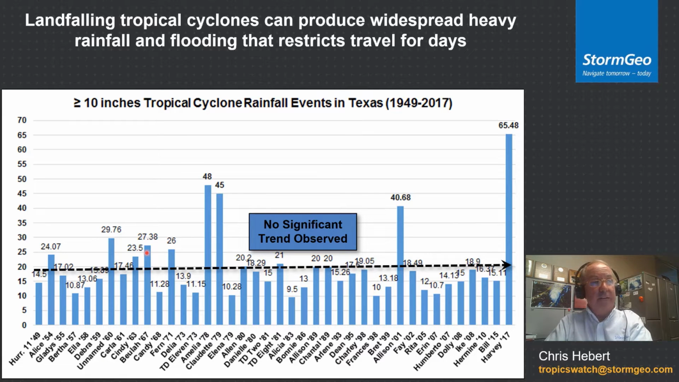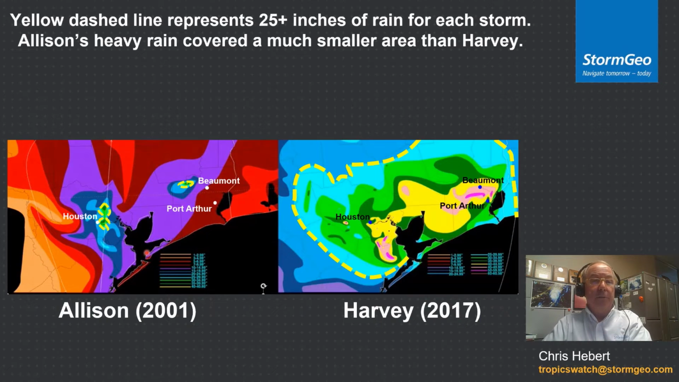Harvey's rainfall was over a 5-day period. We can compare the 2 rainfall events here. Harvey on the right, the yellow dashed line is the 25 plus rainfall amounts at Harvey. The yellow dashed line for Allison is 25 plus, and you can see only a very tiny area northeast of Houston and northwest of Beaumont for Allison. So much smaller area of heavy rainfall with Allison as with Harvey. Over 15 counties here with over 25 inches of rainfall from Harvey, widespread flooding.